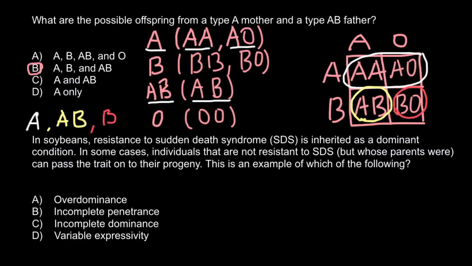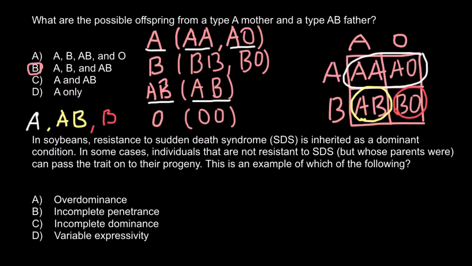Answer A, overdominance. Answer B, incomplete penetrance. Answer C, incomplete dominance. And answer D, variable expressivity. So let's start with answer A, overdominance, and here is an example of overdominance.